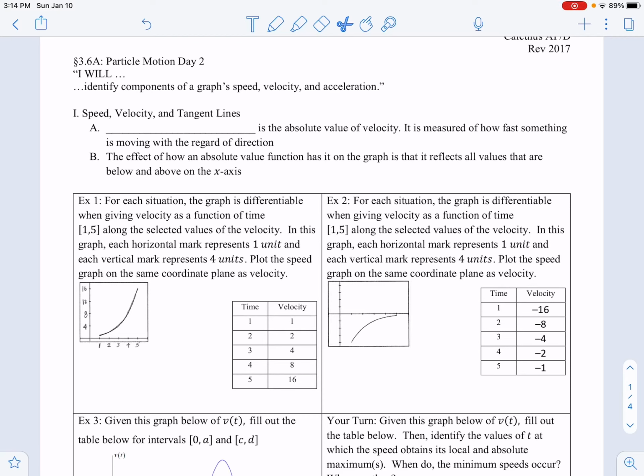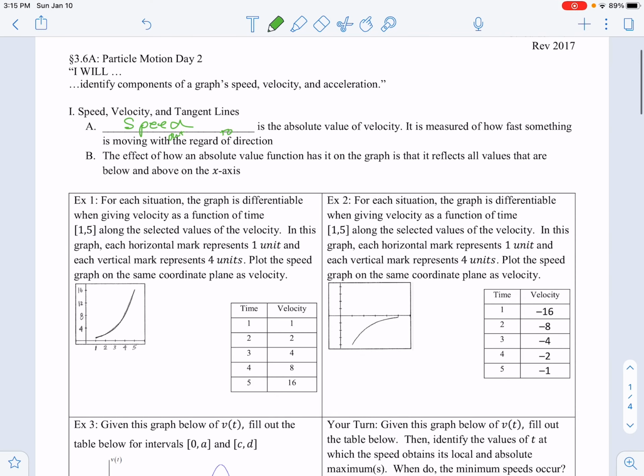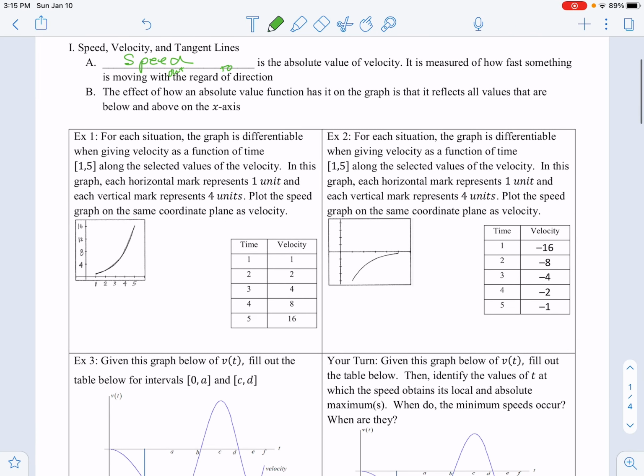Okay, it's day 2 of particle motion. And we start out by saying that speed is the absolute value of velocity. It's how fast it's moving without regard to the direction. In this case, all the velocities are positive, so the speed graph and the velocity graph look alike. In this graph, you have negative velocity, but the speed is positive, so it's just going to reflect across the x-axis. I don't think we ever asked you that.